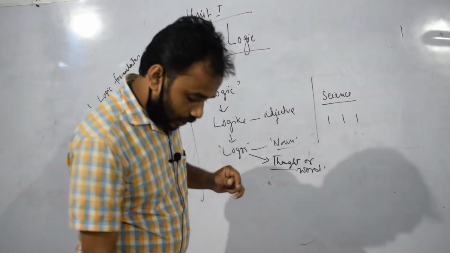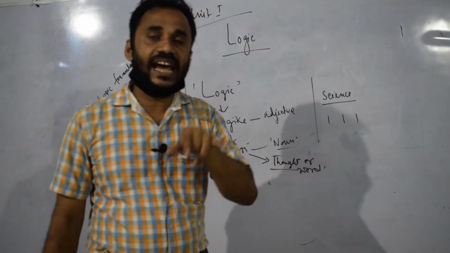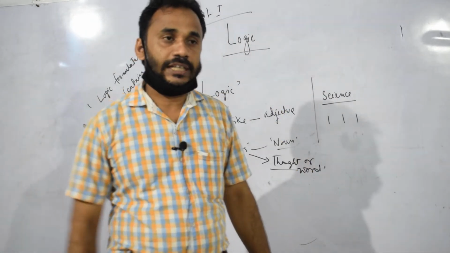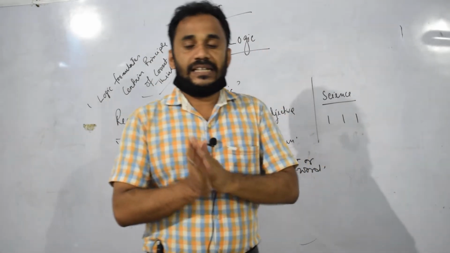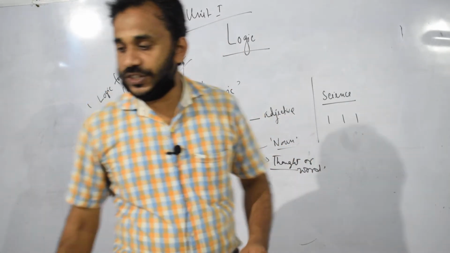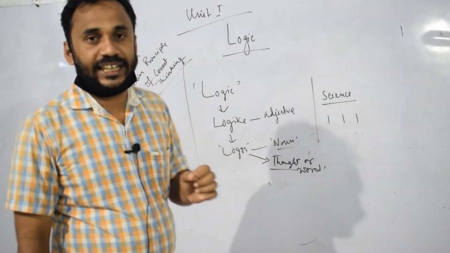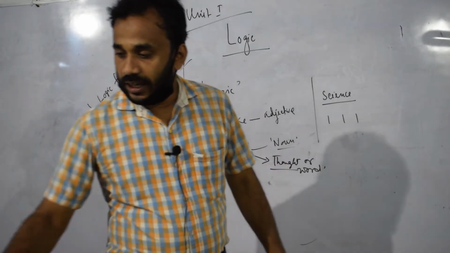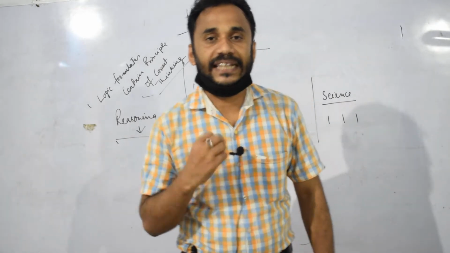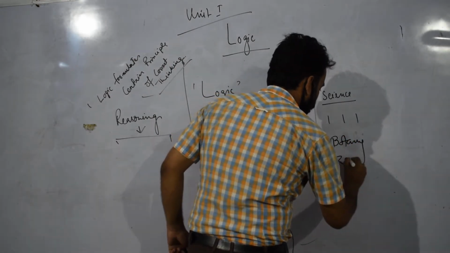Now again, one question arises here: what is science? Logic is a science. So what is science? I think all of you have some knowledge regarding science. Science is a systematic study of knowledge relating to a particular department of nature. For example, botany, zoology.